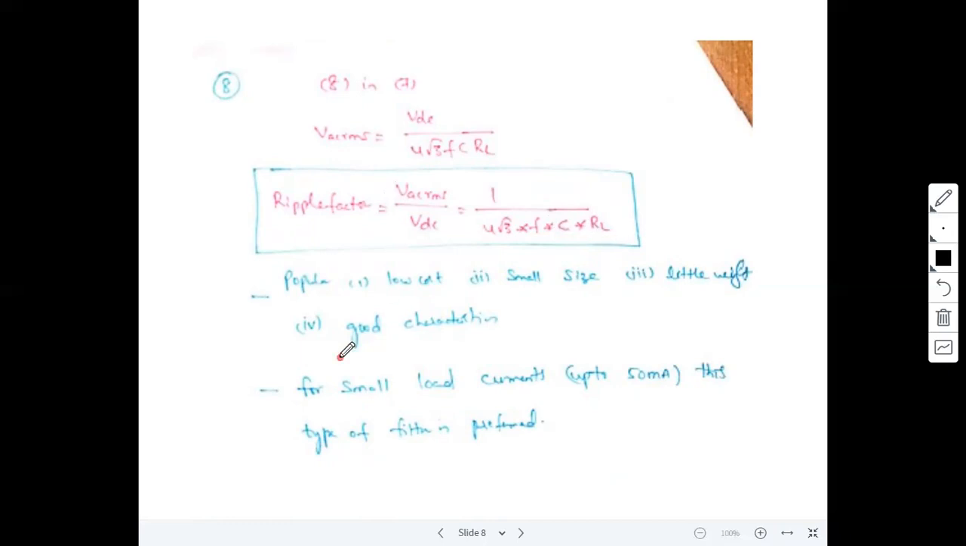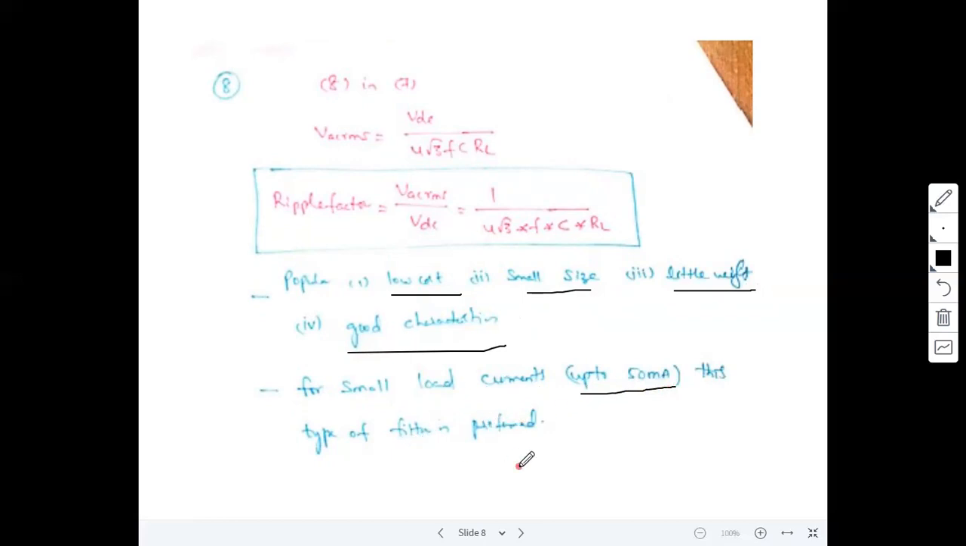Now this capacitor filter is most popular compared to the inductor filter, for a few reasons. It is low cost, small in size, light in weight, and has good characteristics. The filter output characteristics are good for small load currents. We gave some typical values, up to 50 milliamperes. For small load currents up to 50 milliamperes, this type of filter is preferred.